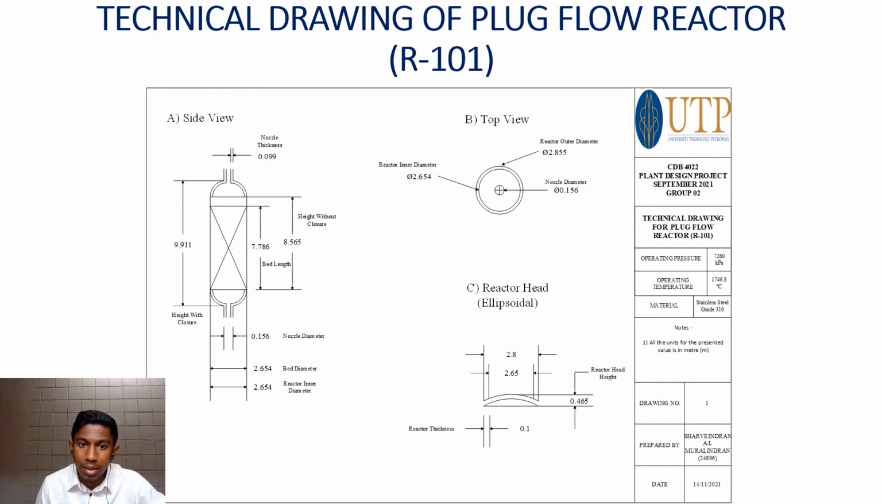The reactor has an inner diameter of 2.654 meters, as I mentioned earlier, and also has an outer diameter of 2.855 meters. The nozzle diameter, however, is 0.156 meters. Part C shows the reactor head, which is ellipsoidal. So the reactor thickness is 0.1 meters, whereas the reactor head height is 0.465 meters, and the ellipsoidal head's inner diameter is 2.65 meters and the outer diameter is 2.8 meters.